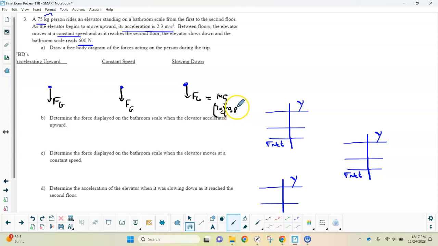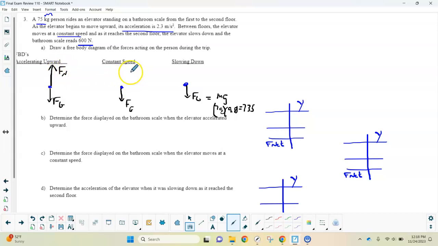So we'll get that for our weight. And let me just give you that number. So that's 735. So we have 735 newtons trying to pull down. Now, in the first part where it's accelerating upward, in order for it to accelerate upward, the force up has to be larger than the gravity force. So I'm going to call this the normal force. It's the reading on the scale.